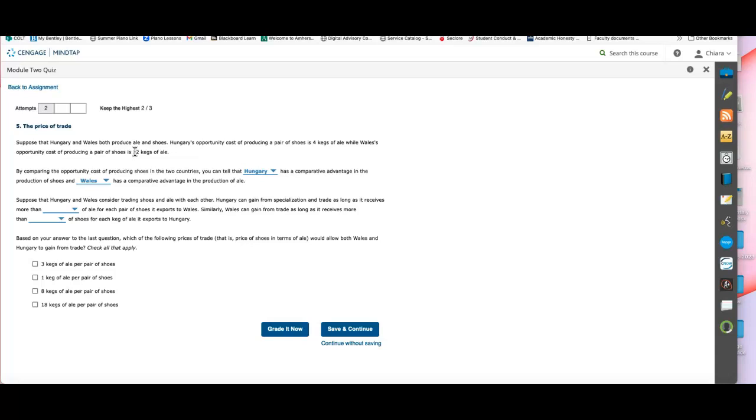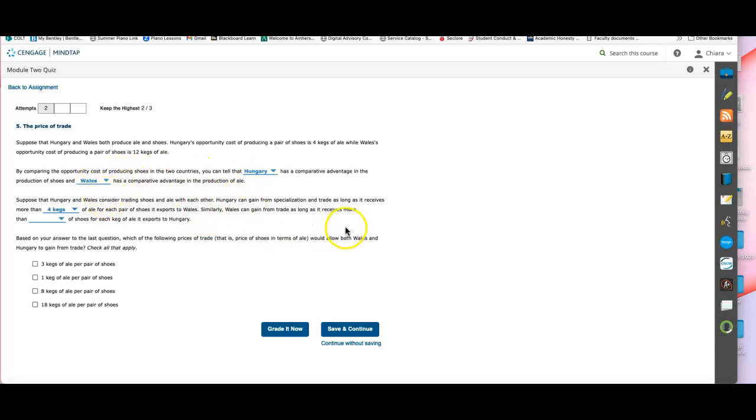So now suppose that Hungary and Wales consider trading shoes. Hungary will gain from the specialization. Hungary can already, for each pair of shoes it gives up, obtain 4 kegs of ale, right? So if it's going to give up any shoes, it needs to receive more than 4 kegs of ale for each pair of shoes it exports to Wales.